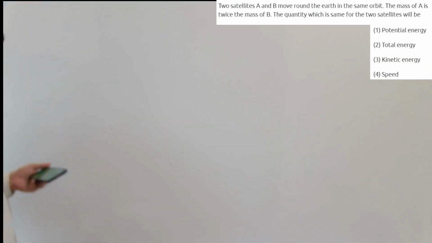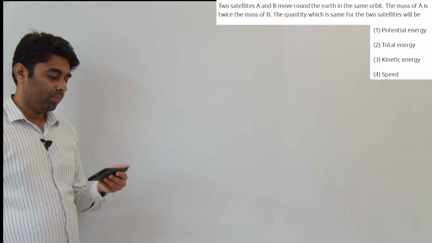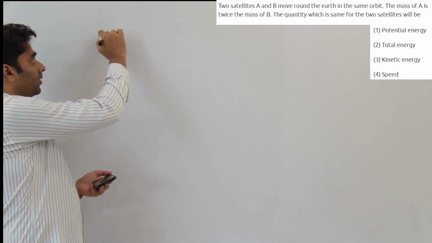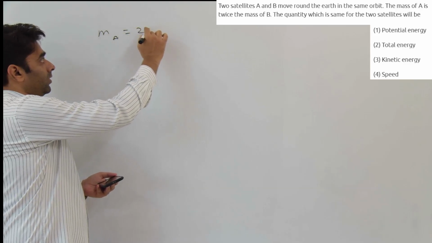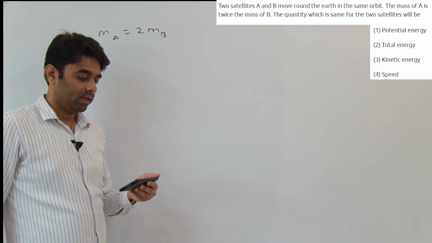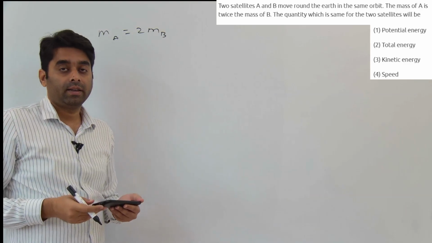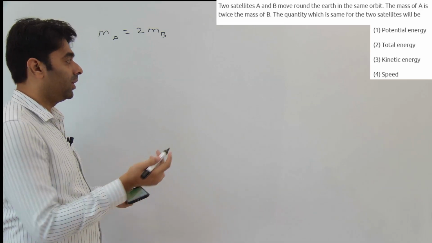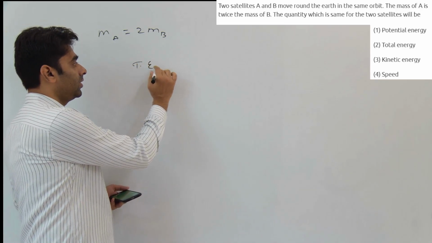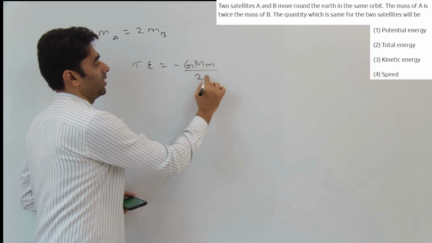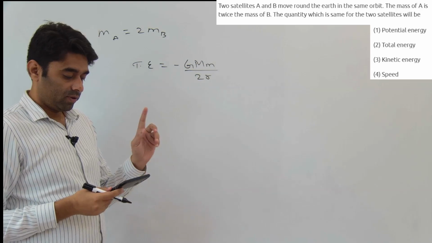Yeah, next question says two satellites A and B move around the Earth in the same orbit. The mass of A is twice the mass of B. Okay, the quantity which is the same for the two satellites is, four options are given: potential energy, total energy, kinetic energy, and speed. So we know total energy is basically minus G capital M small m by 2r, right? For them, which quantity is the same?